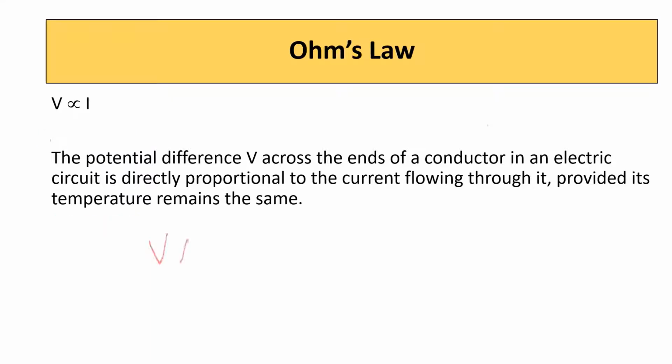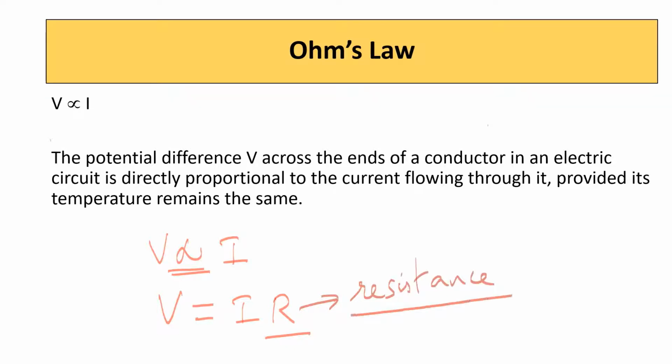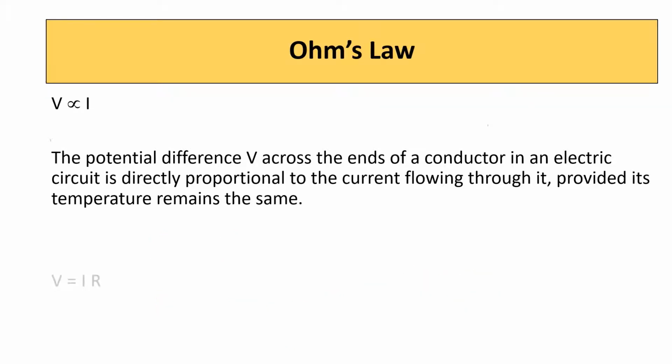If V is proportional to I, you can change this proportionality sign with an is equal to sign. For that you have to put a constant. The constant here is called resistance. R represents resistance of a conductor. V is equal to IR.